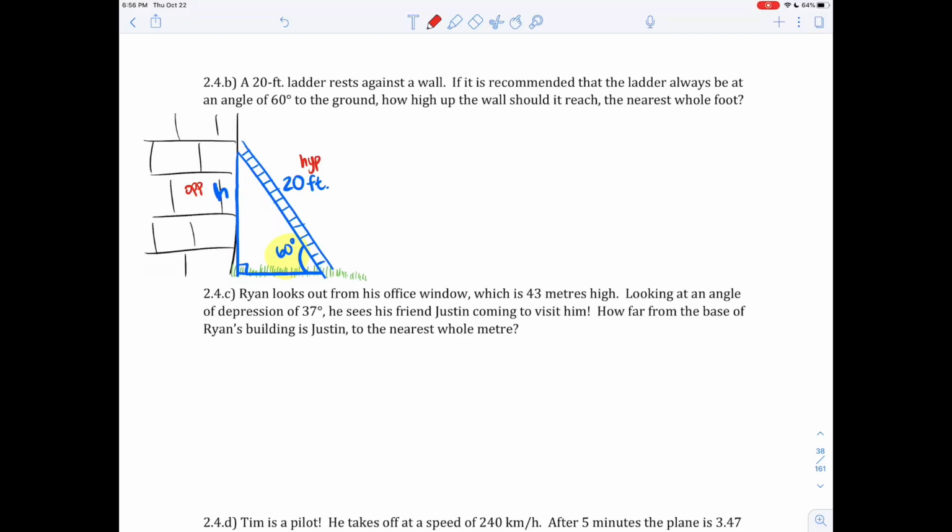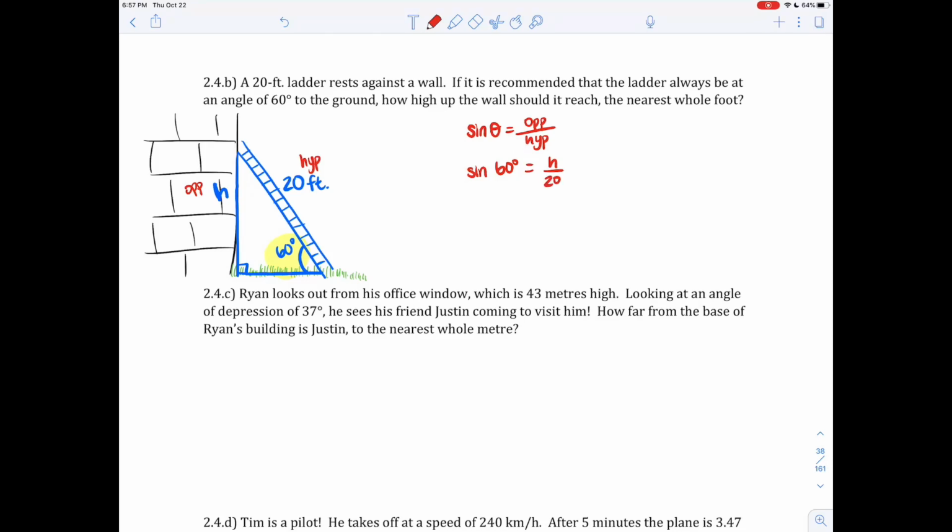Since I have my opposite and my hypotenuse that I want to use in this question, I'm going to be using my sine ratio. So I know that the definition of sine theta is that it equals the opposite side over the hypotenuse. And now I could plug in the values. Instead of theta, I know that I have 60 degrees. My opposite is actually now my variable h. That's my height I'm looking for. And my hypotenuse is 20.